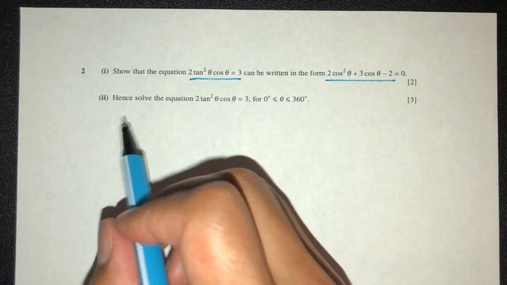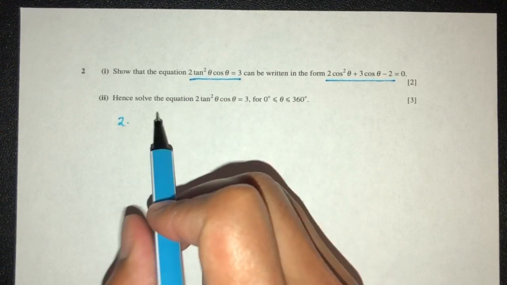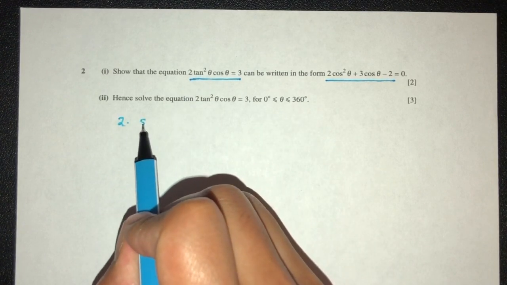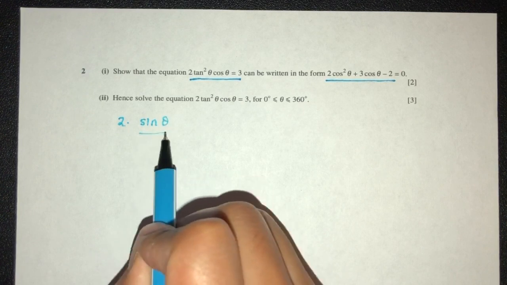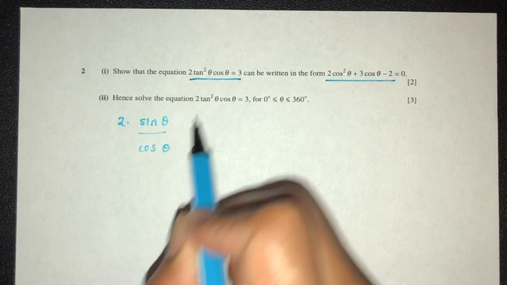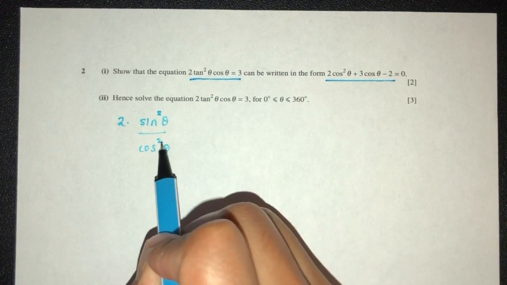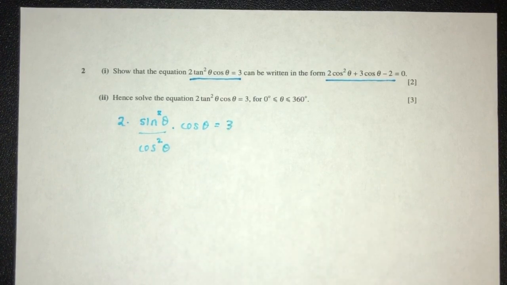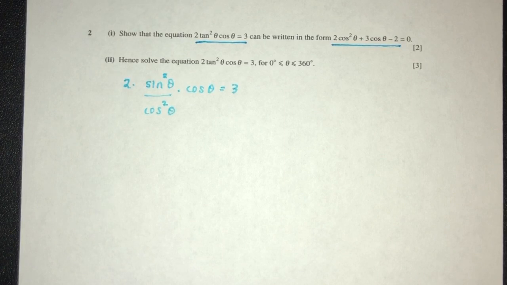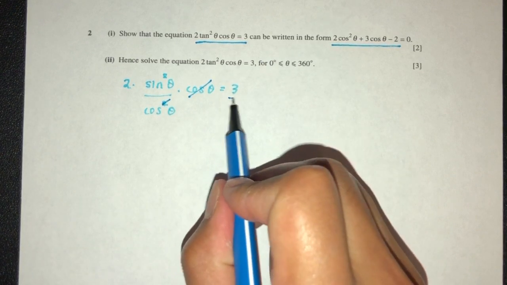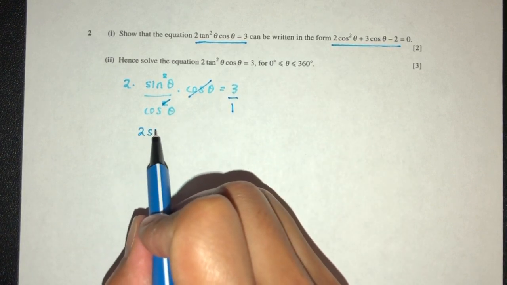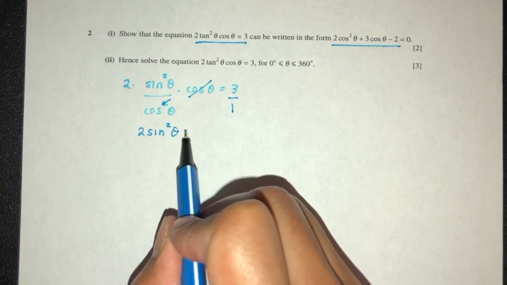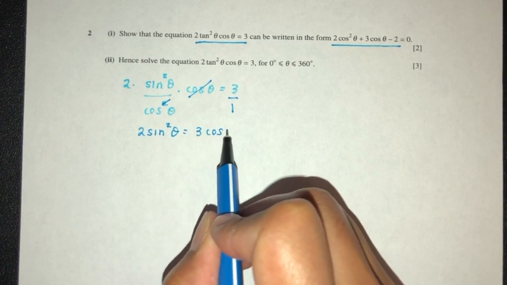So let's find out. We have 2. Now what is tan theta? It is sine theta over cos theta. But now we have square, that will be just square and square. Multiply by cos theta is equal to 3. Now we can simplify, obviously. This cancels out with this, and then we can just cross multiply. So you have 2 sin square theta is equal to 3 cos theta.